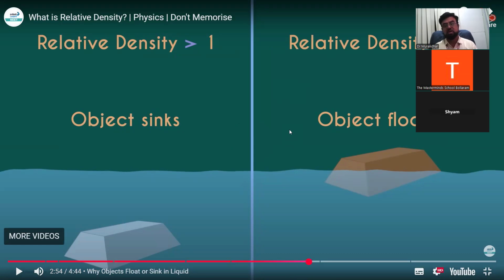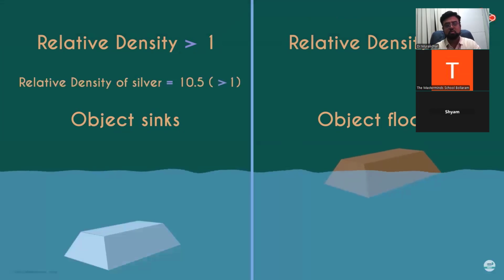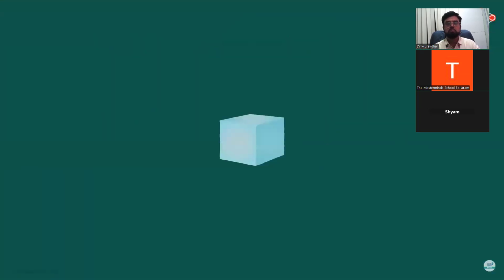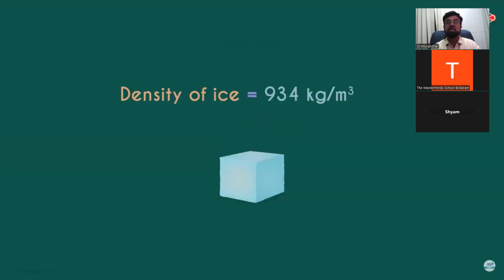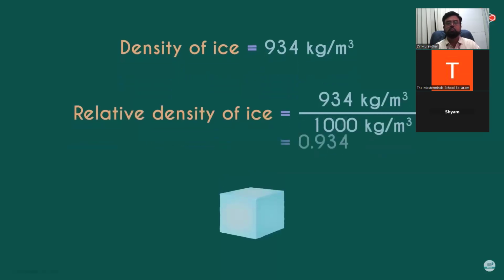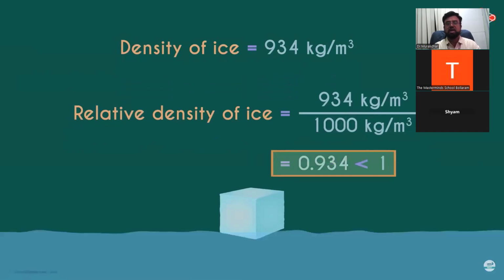So just now, your silver is 10.5 times denser than the water, so definitely silver will sink. If you take any other substance, a light substance like wood or cotton, if the relative density is greater than 1, the body will sink. If it is less than 1, the body will float. Silver is 10.5, which is greater than 1, so it will sink in water. But if we take the example of ice, its density is approximately 934 kilograms per meter cubed, less than water. So its relative density will be 0.934. As its relative density is lesser than 1, it will float in water.